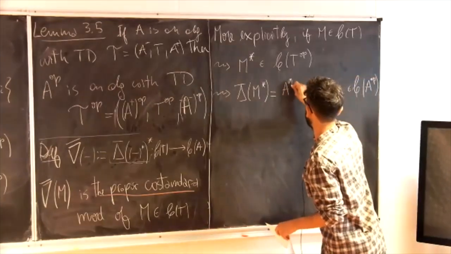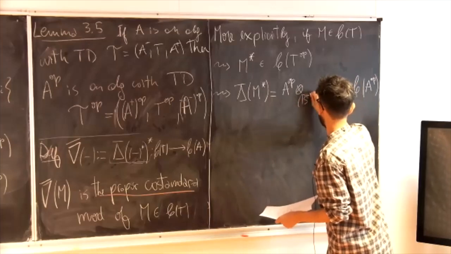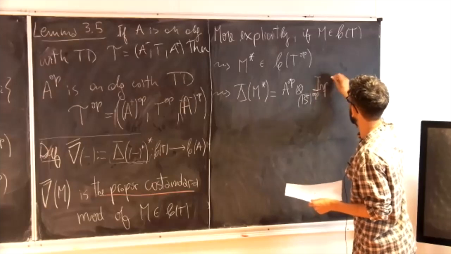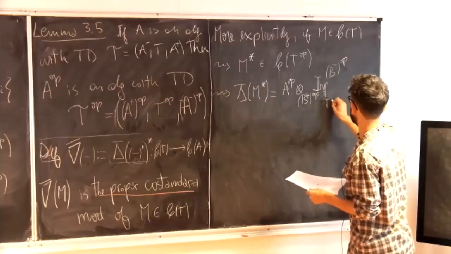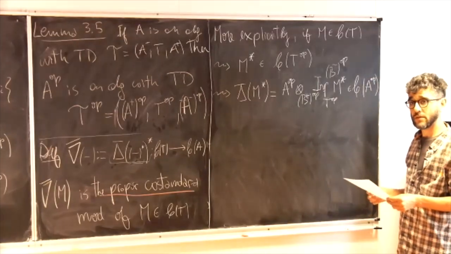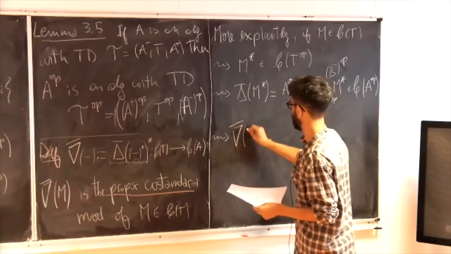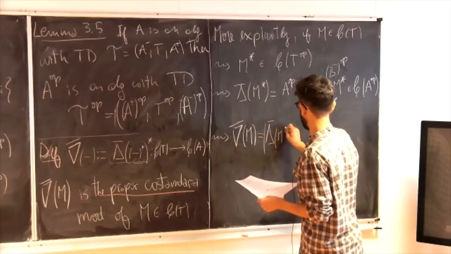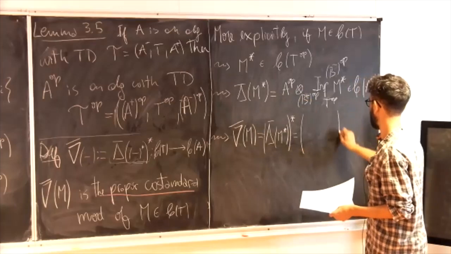This is A op tensor over B minus op, the positive part of the algebra A, inflation. Now we have to dualize. Then nabla M is equal to the proper standard model of M dual, dualized. And so this is equal to what I wrote just before.